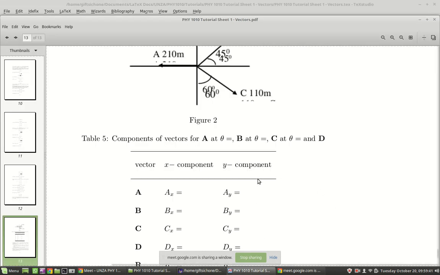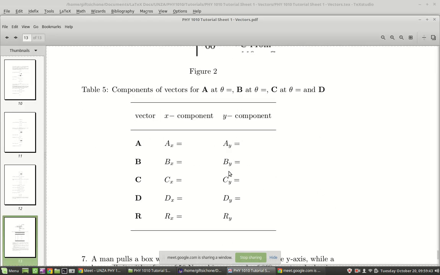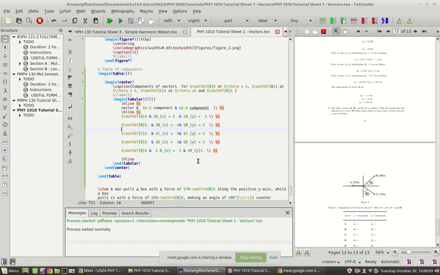Okay, so this is a table we have created. In this table, with the vectors we need, there's vector A, vector B, vector C, vector D, and a resultant. We know that the resultant is going to be equal to 0. Rx is equal to 0, Ry is equal to 0. That's why you end up having a resultant of 0.